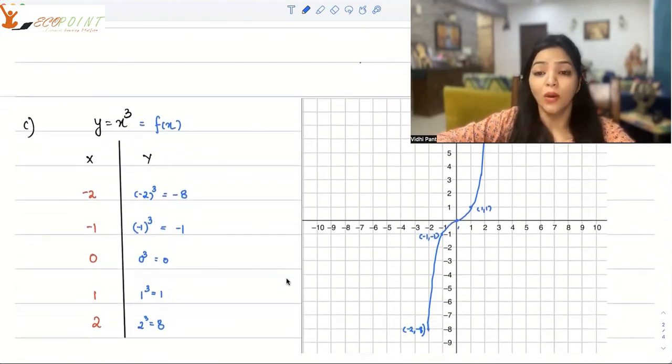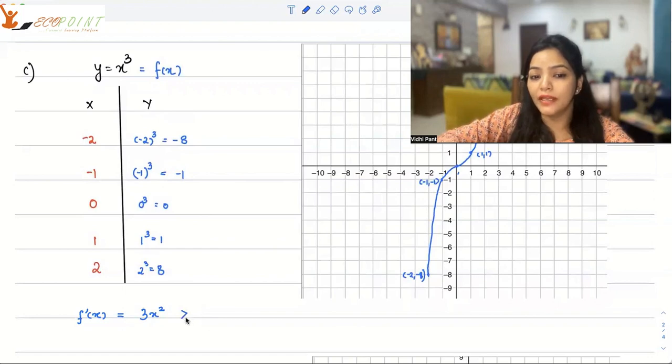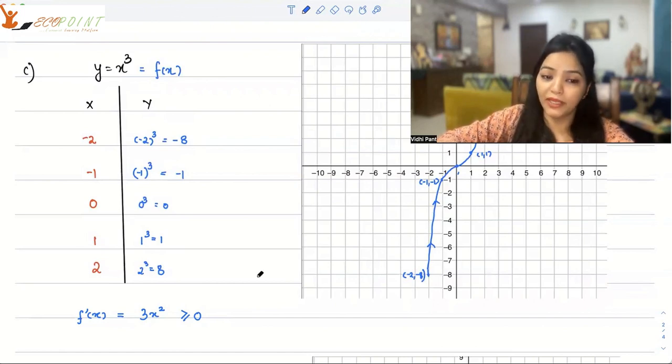There's also another way of thinking about this graph. I would like to give you this food for thought here. Look at the slope of this function. The slope of this function is 3x squared. 3x squared is always greater than or equal to 0, right? So that means it's an increasing function. Throughout this domain, it's an increasing function. So the values are increasing, and going up like this.